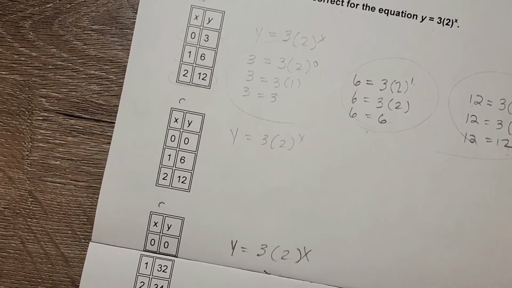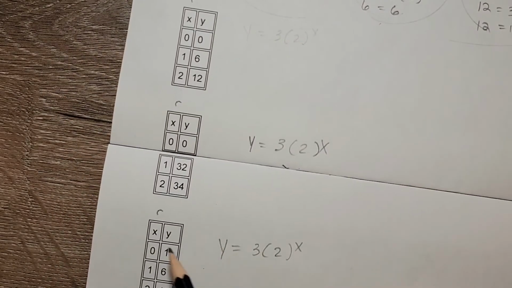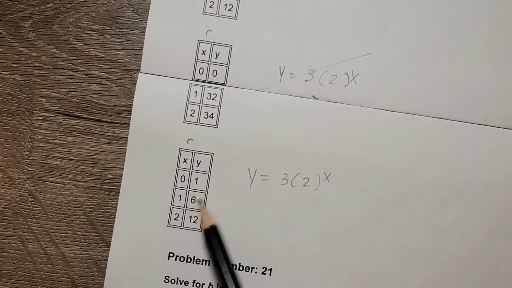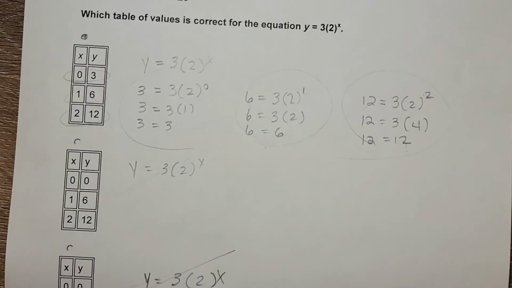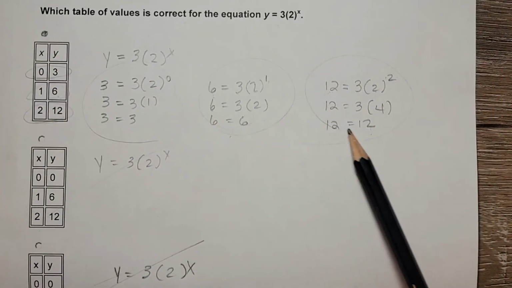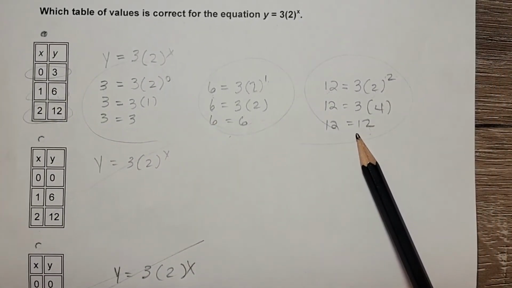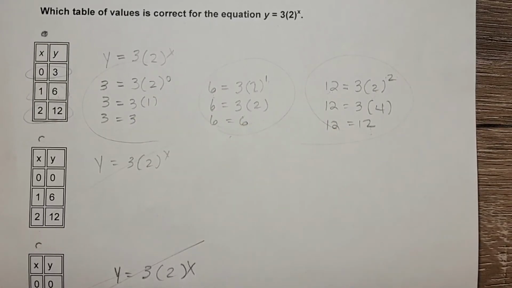So thankfully we didn't have to do that one or that one or that one. But on the test you might have to do all 4 before you find out which table of values works for that equation.